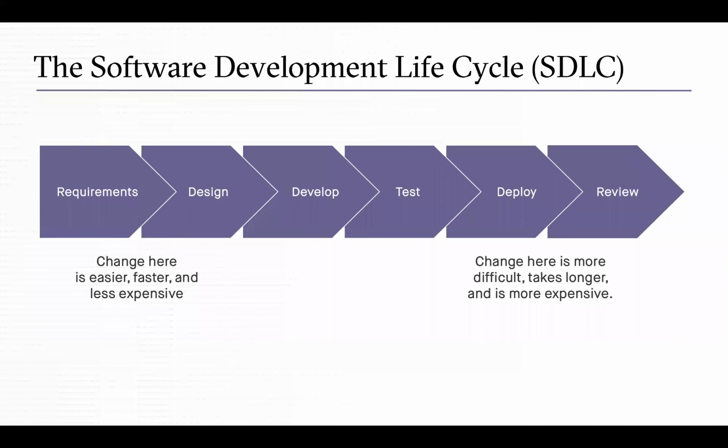So as you're on the left-hand side, things are less set in stone. And you've invested less time, effort, and money into them. And so change to the left is easier, faster, and less expensive. As you go to the right, you're accumulating cost and time that you've sunk into something. So change as you get to the right might set this whole cycle back. It's more difficult, it takes longer, it's more expensive.